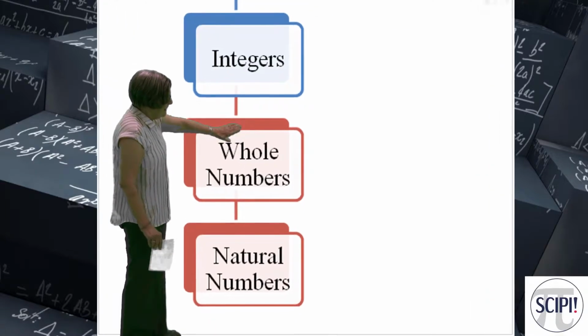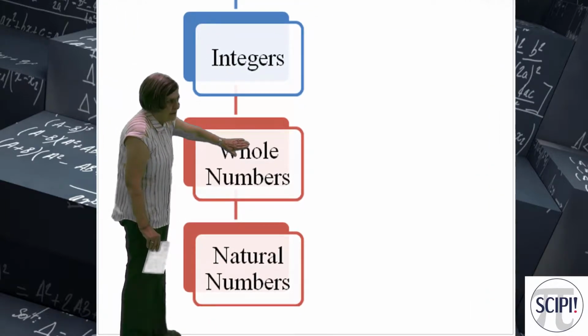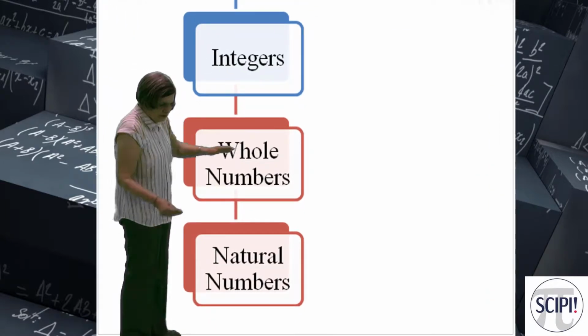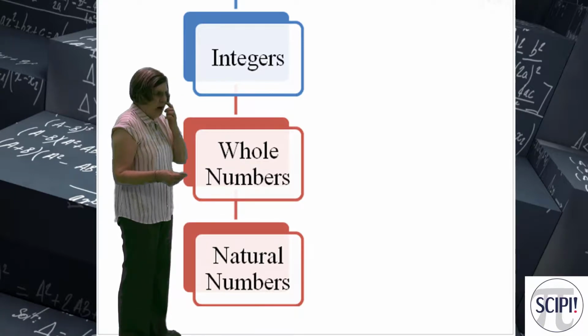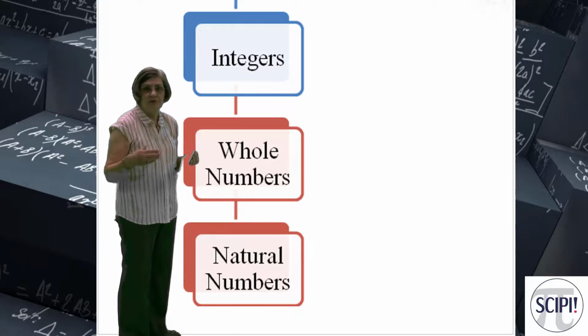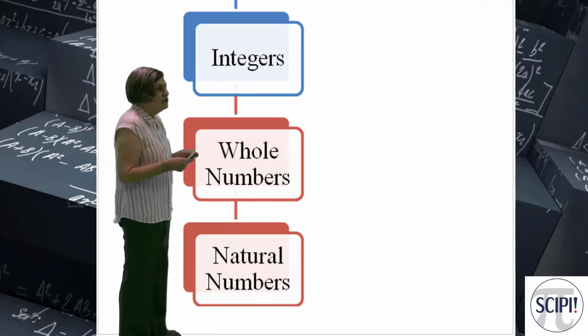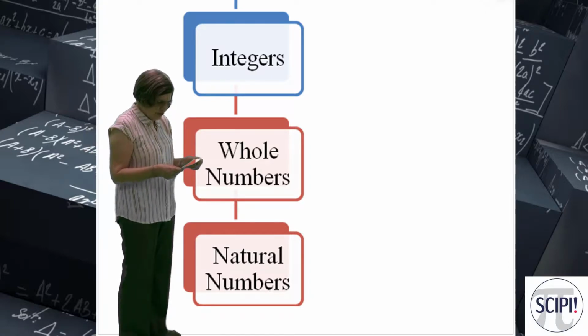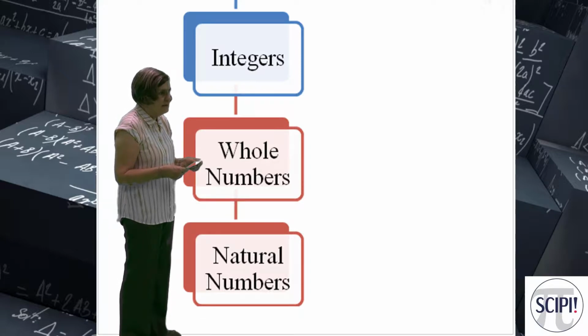When we move on down, we'll see whole numbers. What are whole numbers? Well, whole numbers are all our counting numbers, including 0. So 0, 1, 2, 3, 4, 5, 6, 7, 8, 9, 10. Notice there's no negative numbers or fractions in whole numbers.